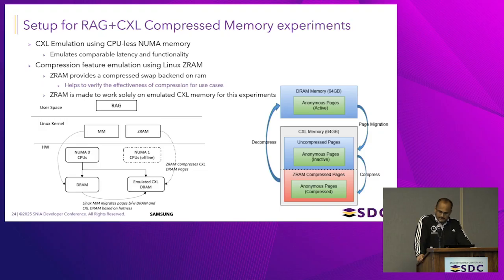So ZRAM in the Linux kernel provides a compressed swap backend on RAM. So this setup could help us to verify the effectiveness of compression in this kind of workload, RAG workload or any other workload for that matter. So to make our setup more perfect, we made ZRAM work only on the emulated CXL memory for this experiment. So this setup now looks closer to a CXL compressed memory, you can say.